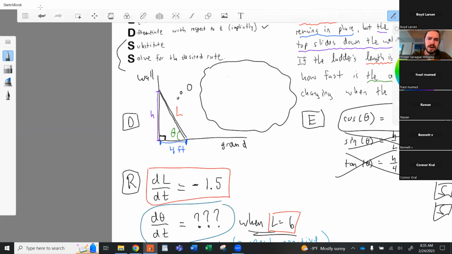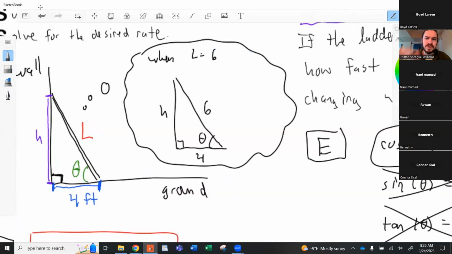this diagram here, there's a particular moment in time when L equals 6, when we have triangle 4, 6, theta's down here, right angle, and here's H. What can we do? We can solve for h using the Pythagorean theorem and then do sine of theta. That's right. We can solve for h using the Pythagorean theorem.